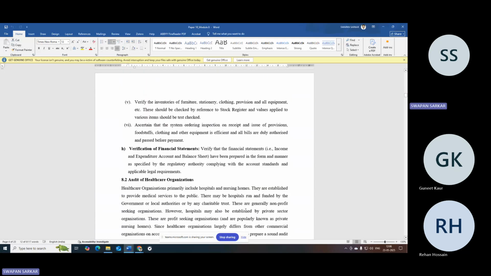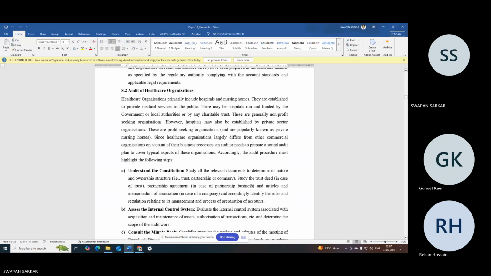Finally, verification of financial statement. Verify that the financial statement has been prepared in the form and manner as specified by the regulatory authority, complying with the accounting standards and applicable legal requirements. So that was regarding educational institution.